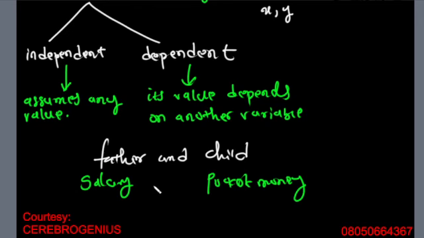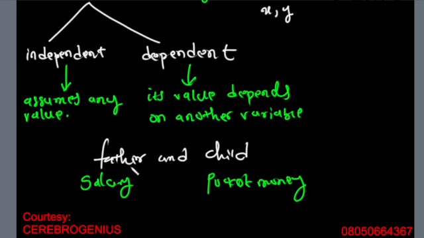So what this means is that once the father's salary changes, the pocket money will be affected. Once the father's salary changes, the pocket money of the child will be affected. But if the pocket money of the child changes, that does not necessarily mean the father's salary is going to increase or decrease, because the child might also have additional sources that he is also getting money from. So let's just try to get the concept here.